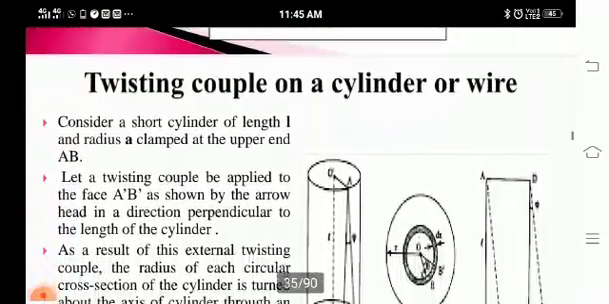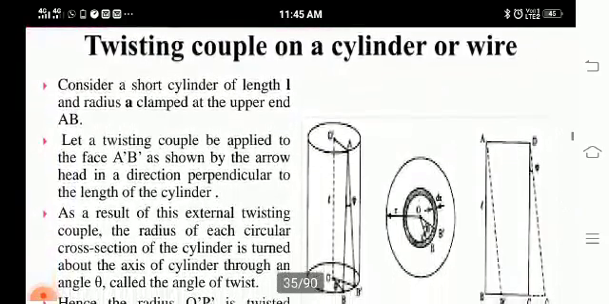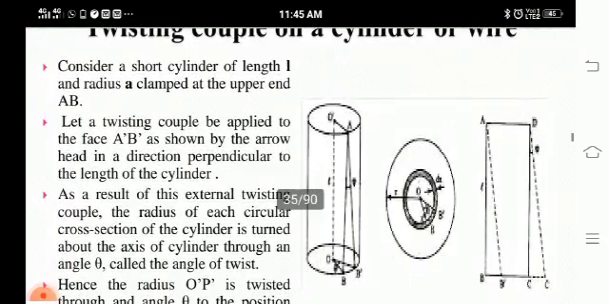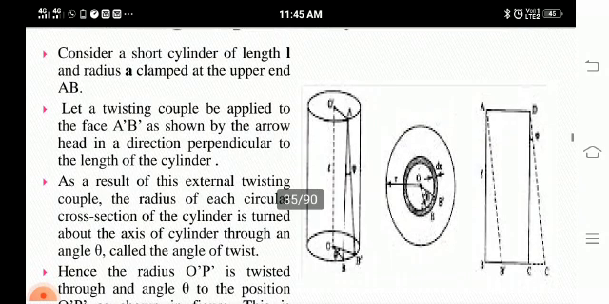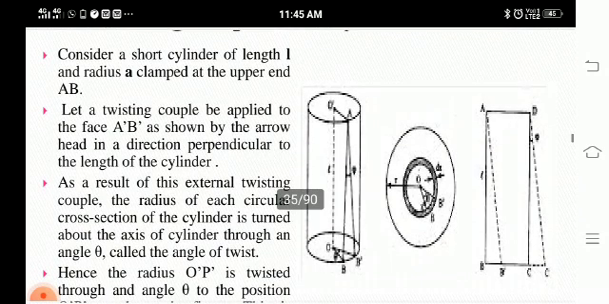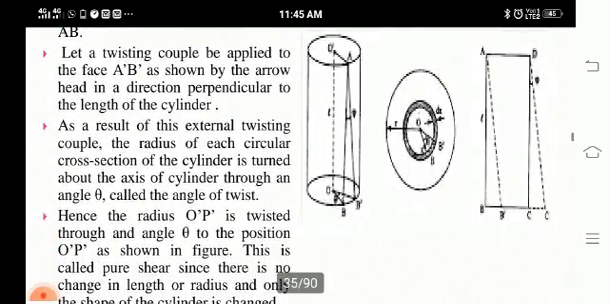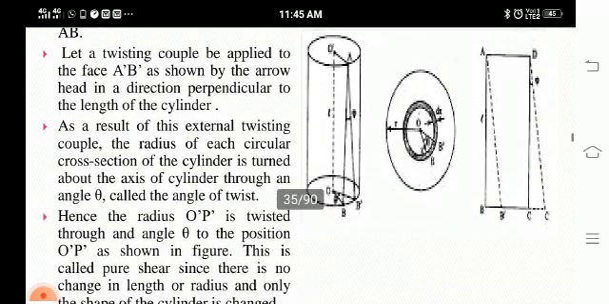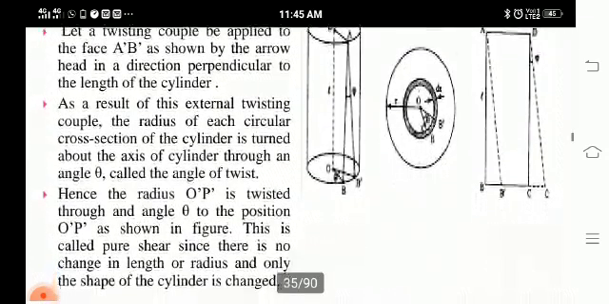Now we are moving into twisting couple of a cylinder or wire. Consider a short cylinder of length L and radius A, which is clamped at the upper end AB. Let a twisting couple be applied to the face AB, as shown by the arrow, in a direction perpendicular to the length of the cylinder. As a result of this external twisting couple, the radius of each circular cross section of the cylinder is turned about the axis of the cylinder through an angle theta, which is called the angle of twist.